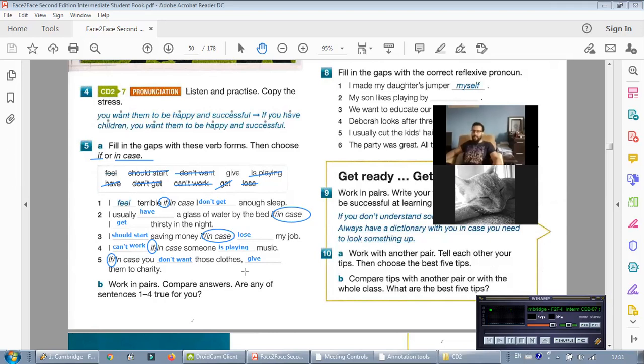All right, from these four sentences, which are true for you, Brian? Or which of them can you apply to your actual life, I mean? Just one?